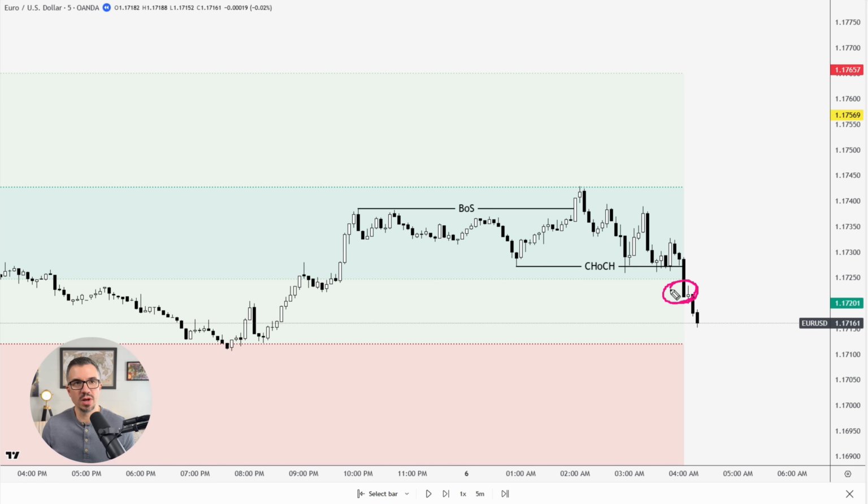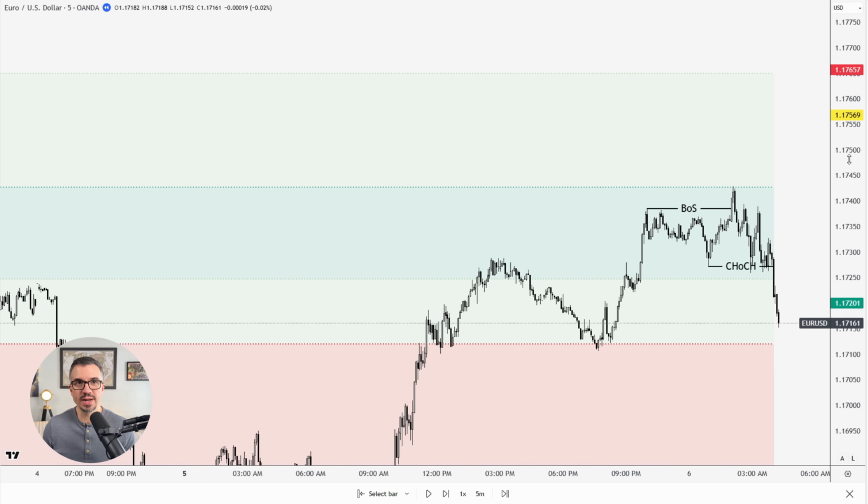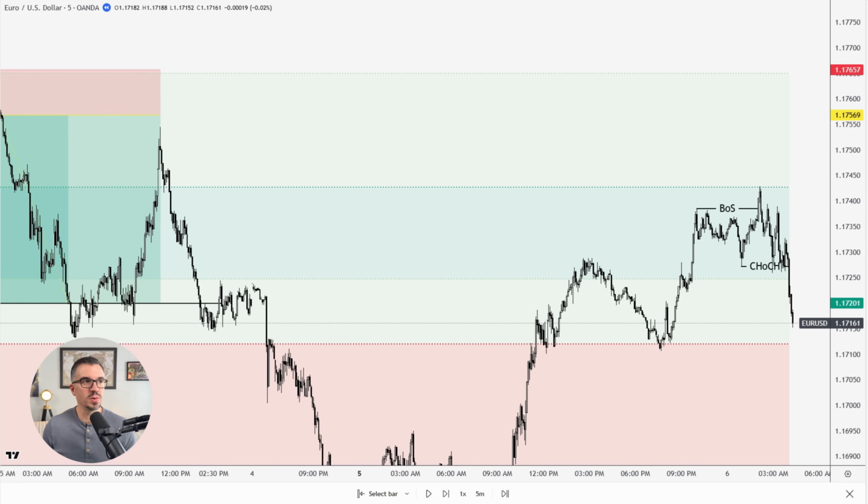Okay, so we got the close below giving us that confirmed change of character. This is my low time frame trigger. So once again, we have a 1 hour downtrend in place. We have the market snapping back into OTE. We also have it filling in this imbalance from back here.